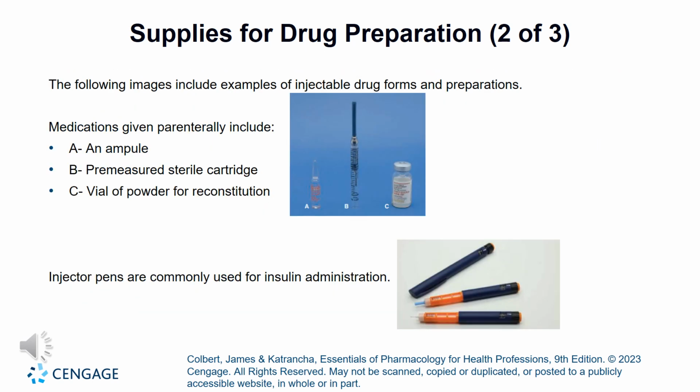The images in these pictures show examples of injectable drug forms and preparations. Medications given parenterally usually include A, an ampule, B, pre-measured sterile cartridge, and C, vial of powder for reconstitution. In the bottom picture, you should see injector pens, and these are usually used for insulin administration.